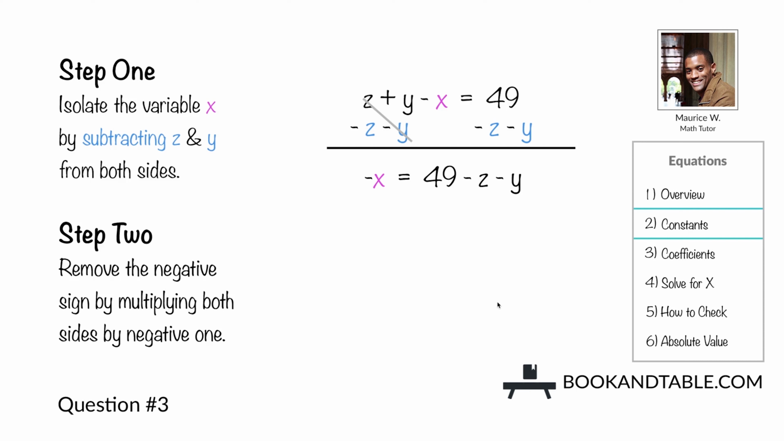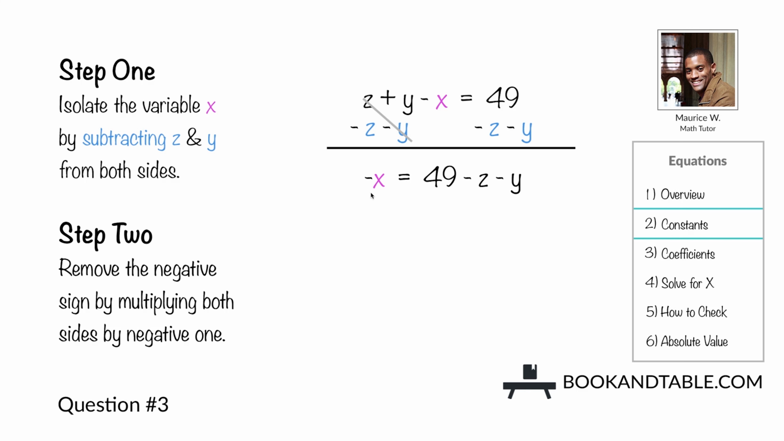And the last question, question number 3. Step 1, isolate the variable x by subtracting z and y from both sides. Since we are adding z and adding y on the same side as the variable we'd like to solve for, we want to do the opposite operation, which is subtraction. z minus z would be 0, y minus y would be 0, leaving us with just negative x on the left side. Keep the equation balanced by subtracting z and y from the right side as well. So that leaves us with negative x is equal to 49 minus z minus y.